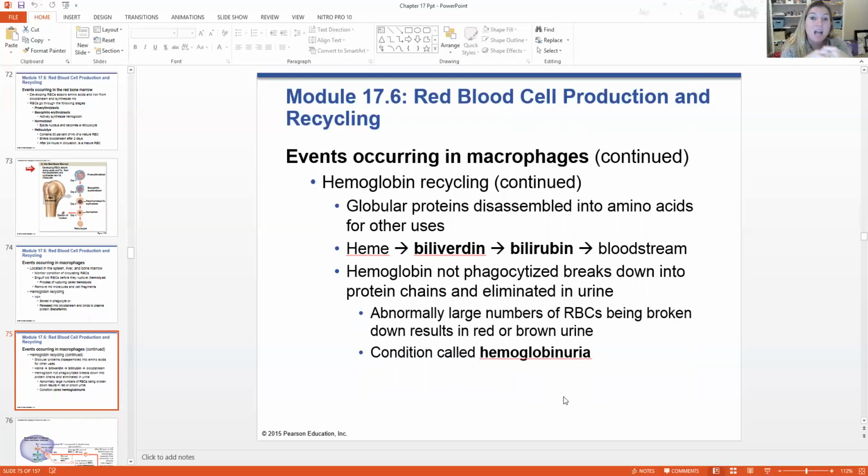Hemoglobin that's not phagocytized can break down into protein chains and is then eliminated in the urine. If there's an abnormally large number of red blood cells that have been broken down, you can have red or brown urine. It's called hemoglobinuria, where you have blood in your urine.